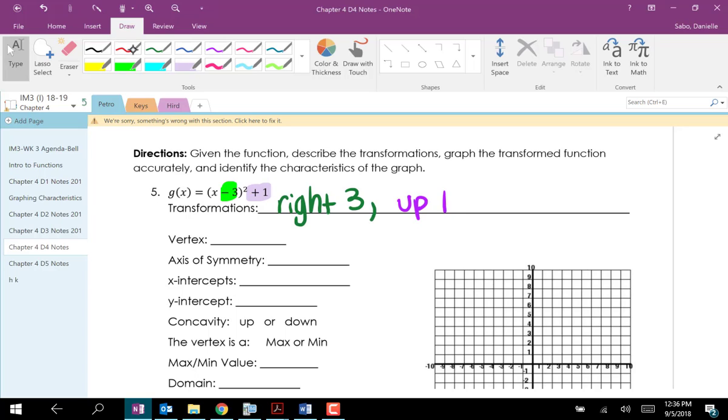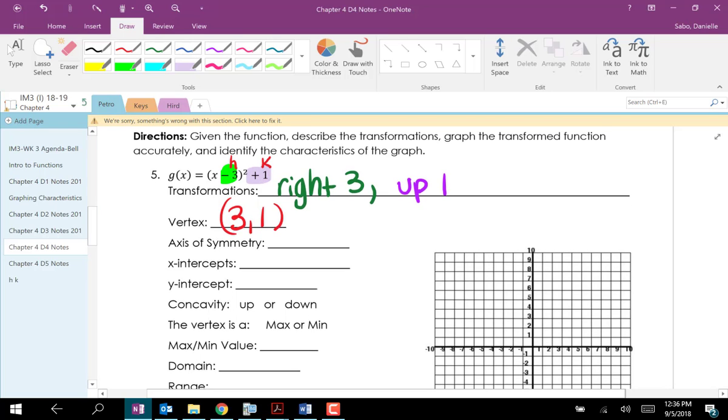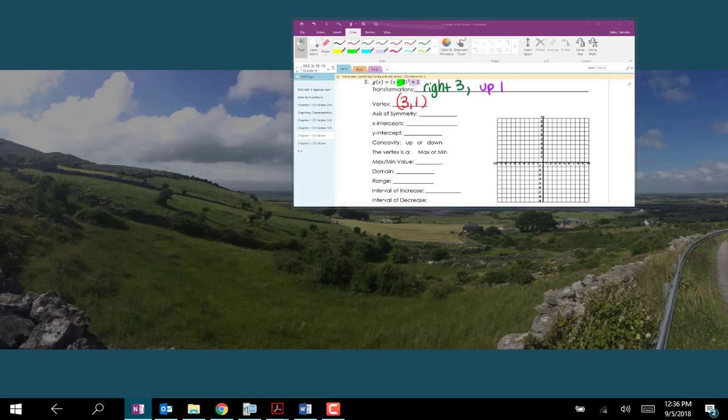Or just knowing from yesterday when we talked about it, this is your h value and that's your k value. That's your vertex, which is just (3, 1). Again, saying right 3, up 1 is (3, 1). That's your vertex. Or if you type it in your graphing calculator, you could probably just find your vertex if you didn't know that. Speaking of that, this is where we want to get out our graphing calculator.